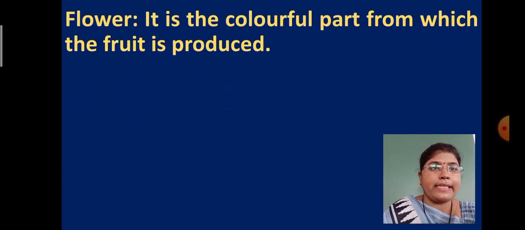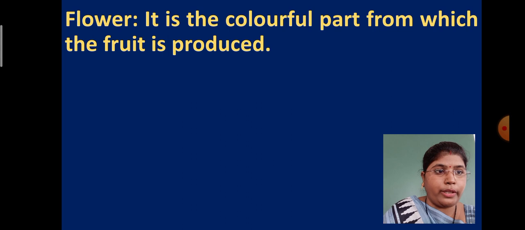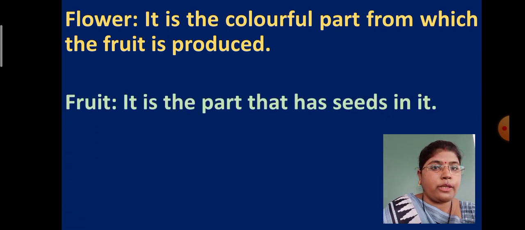So let us see the next part, which is the very beautiful part of the plant, okay, that is flower. It is the colorful part from which the fruit is produced, and I know that you already know that the fruit is produced from the flower. So before the fruit grows, first the flower comes to the plant, and then the flower develops into fruit, okay. So this is the procedure.